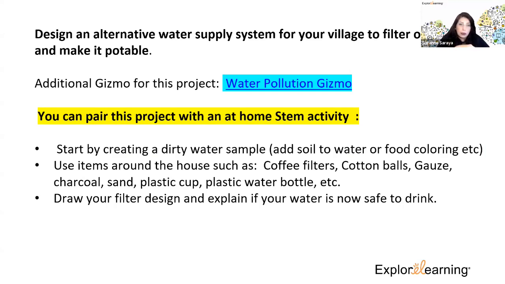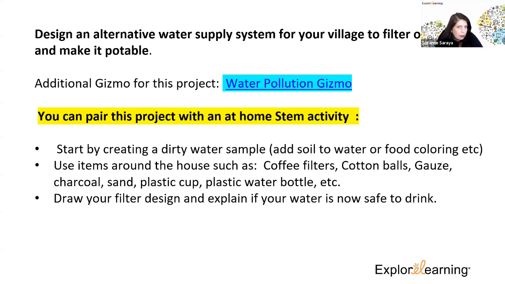They put some soil in or some coloring. If you ever bake, you probably have some food coloring in there. And let them try to see if they can filter that water out and figure out if that water is now safe to drink or not. That's a great activity to bring in the hands-on with the simulation, with the idea of creating that STEM project. And again, you can start building that as you think of it.